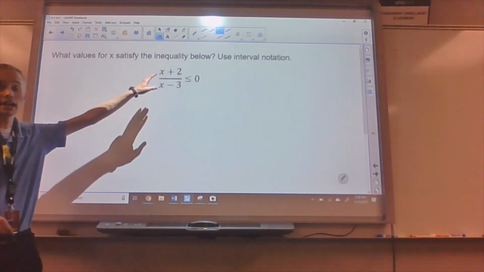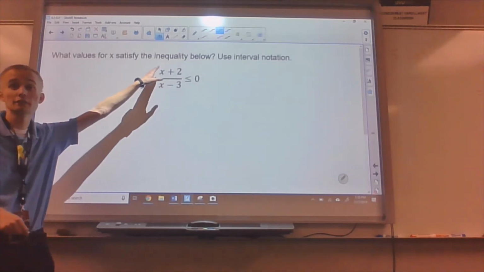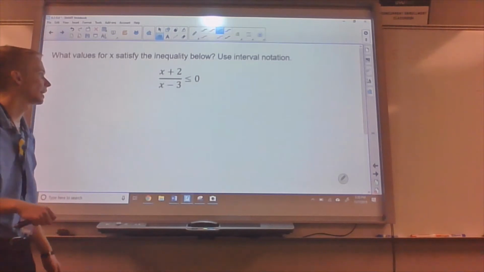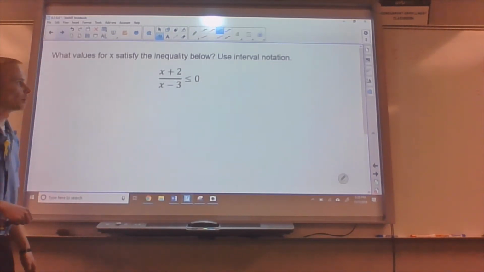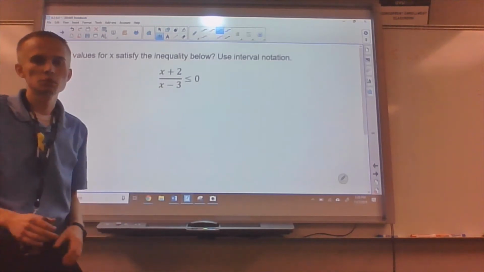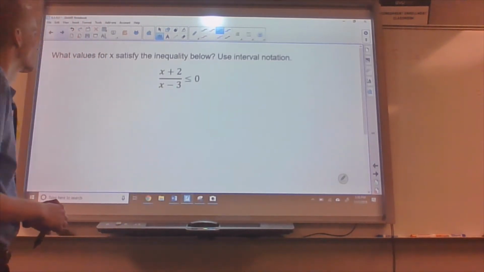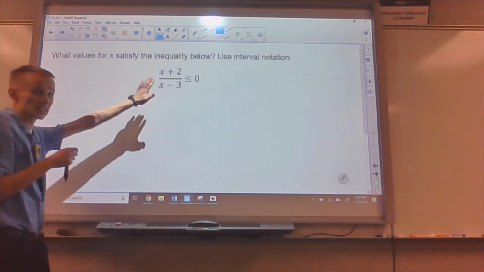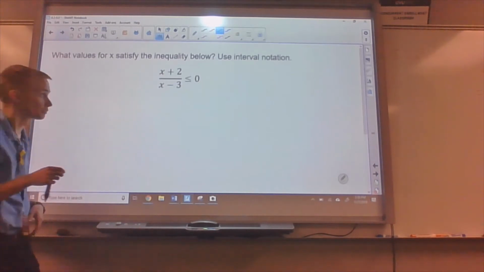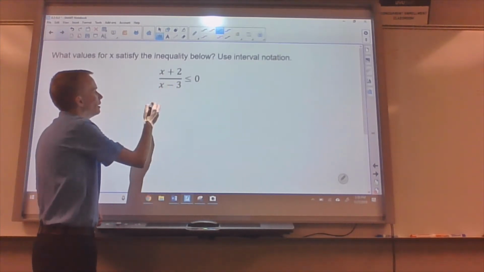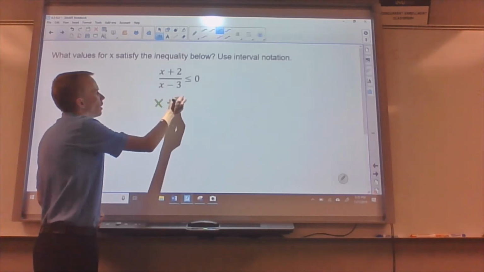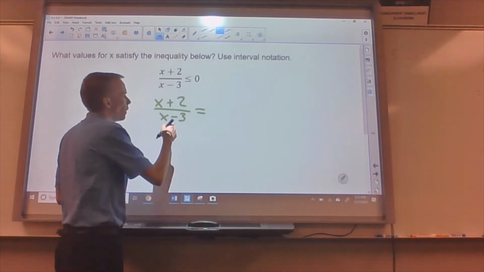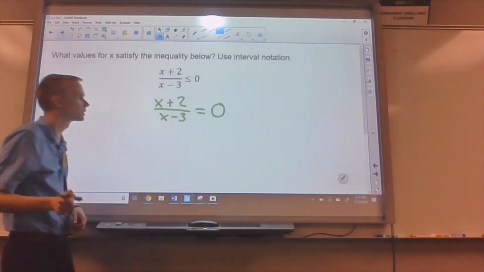we can also have inequalities like this where I have a rational function, a fraction of two equations with x in them, okay? And we want to figure out what values of x will work for these. So what we do here is these are actually not too hard to do, but you want to think of where are these equal to 0? So where is x plus 2 over x minus 3 equal to 0?